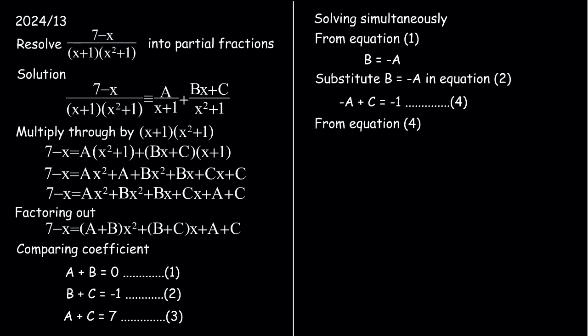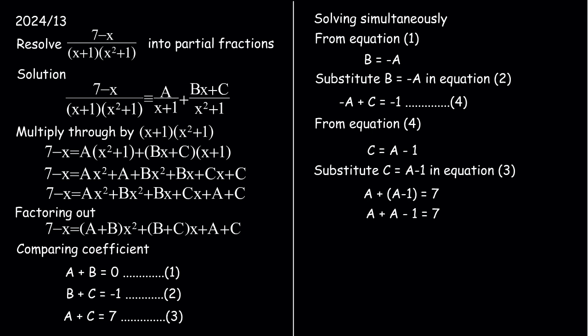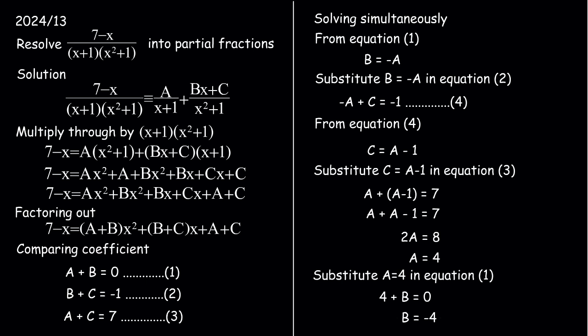From equation 4, c is equals to a minus 1. Now we are going to substitute c equals to a minus 1 in equation 3. And when we do that, equation 3 becomes a plus in bracket (a minus 1) will be equals to 7. And opening our bracket becomes a plus a minus 1 will be equals to 7, which is 2a is equals to 8. And dividing both sides by 2, a will be equals to 4. Now our next step is to substitute a equals to 4 in equation 1. Equation 1 becomes 4 plus b is equals to 0, and b will be equals to minus 4.